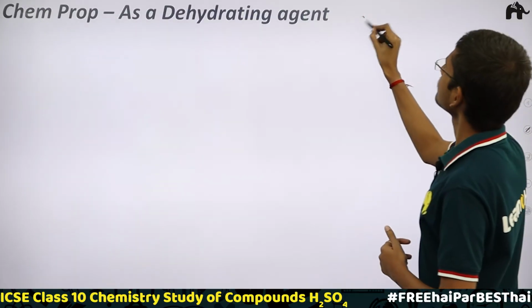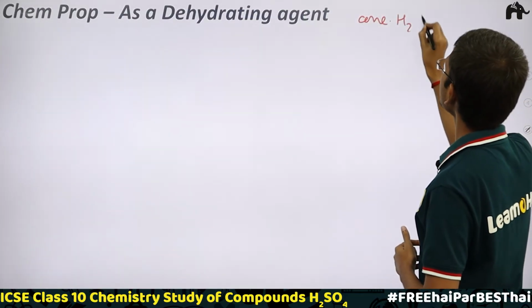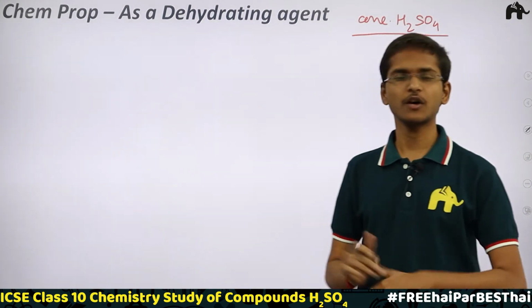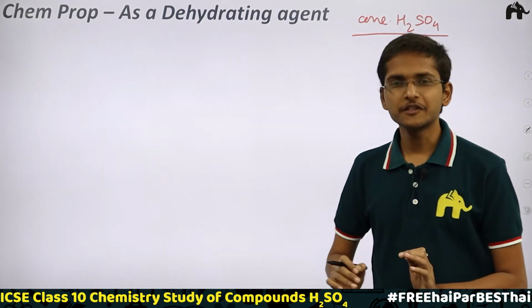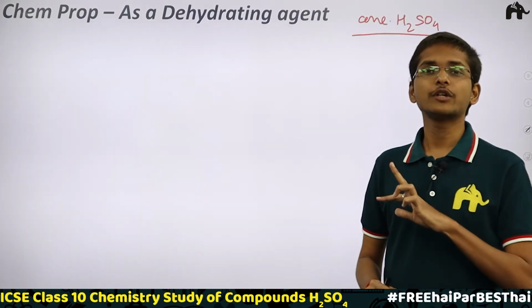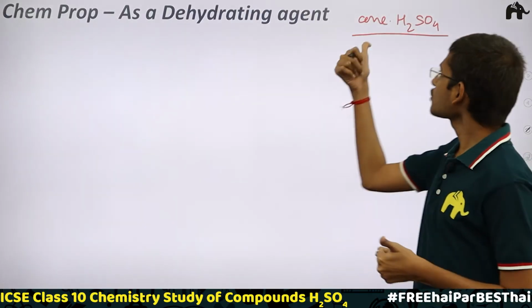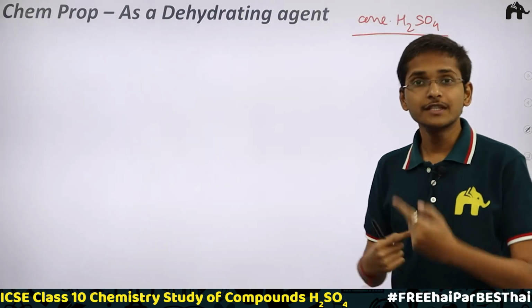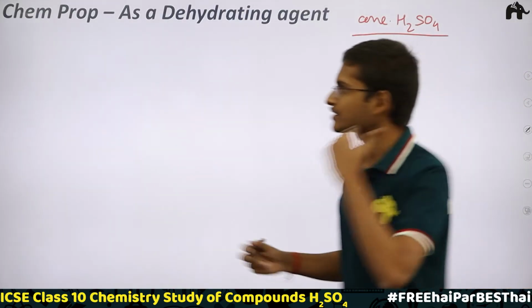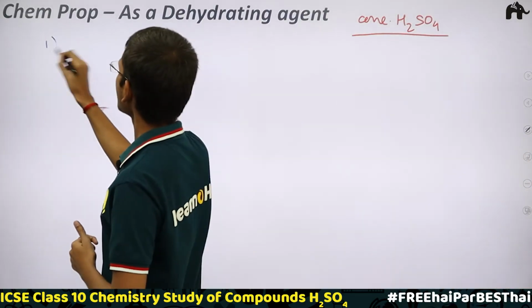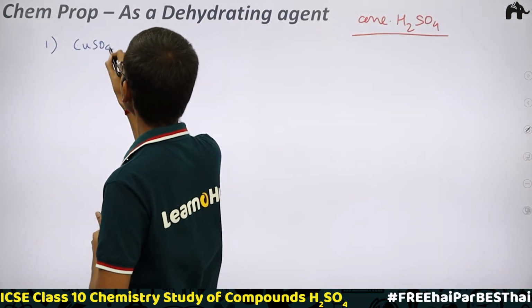Concentrated sulfuric acid acts as a dehydrating agent. Now this property is very, very interesting. The two reactions which we are going to study, which are given in your syllabus, are first the reaction of concentrated sulfuric acid with copper sulfate crystals. Okay, so these copper sulfate crystals are blue in color.